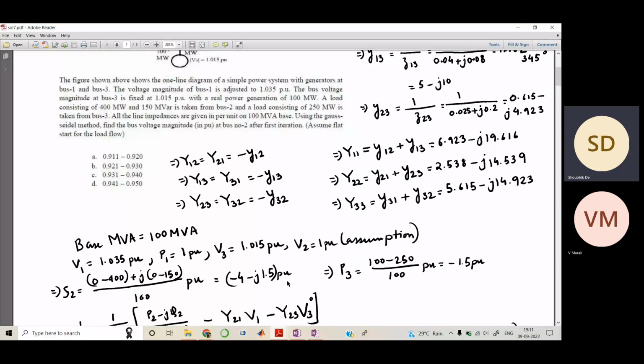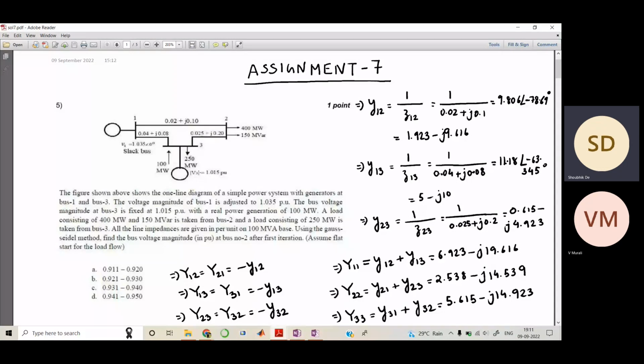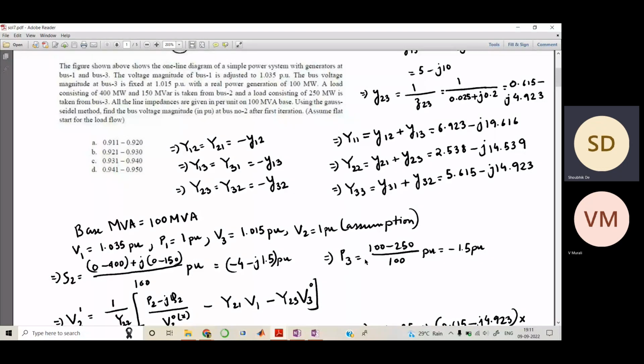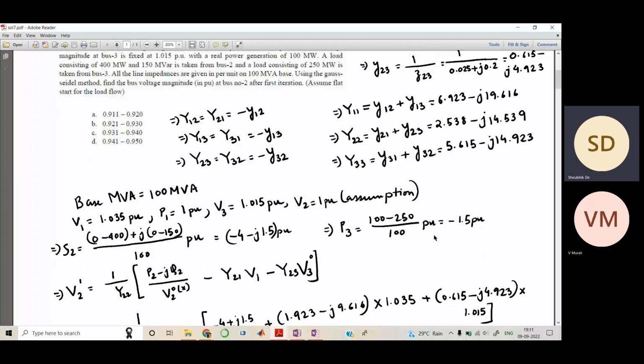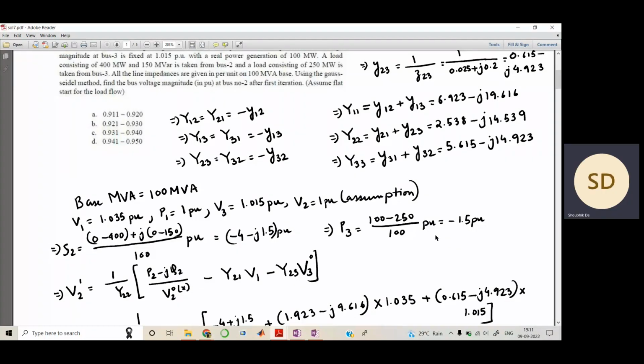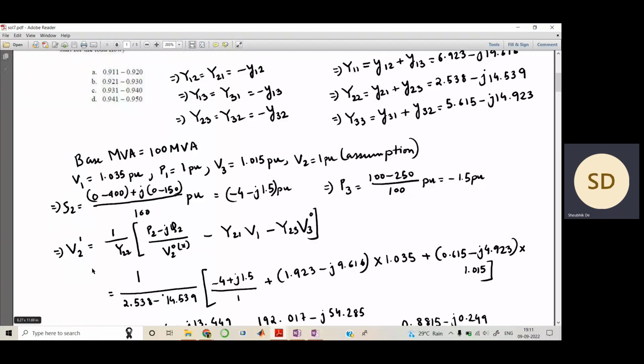Also, if you see this diagram, bus 3 is generating 100 megawatt, but the bus is consuming 250 megawatt. Therefore, the net power is the generated 100 minus the load being consumed, which is minus 150 divided by 100, which is minus 1.5 per unit. Having calculated all of this, you now have to calculate the bus voltage at bus 2.